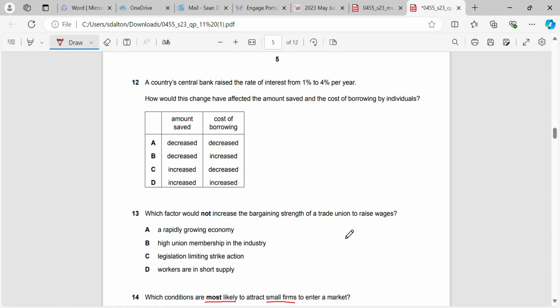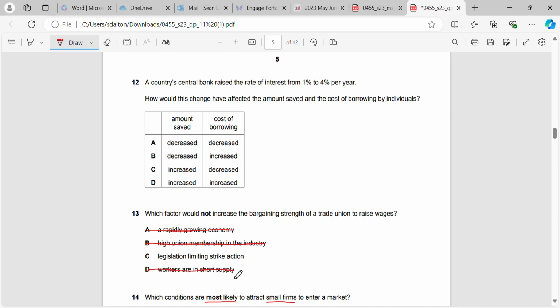So which factor would not increase the bargaining strength of a trade union to raise wages? A rapidly growing economy definitely would, because they can argue that they deserve an increase. High union membership definitely would. Collective bargaining, we call it. They work together in order to try and get the best deal for their members of their trade union. Workers in short supply would also allow them to ask for higher wages.